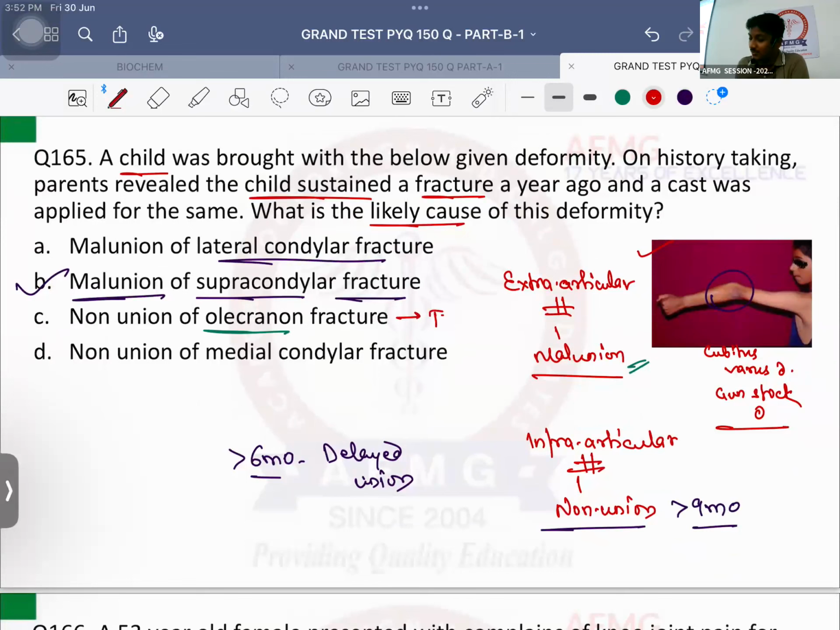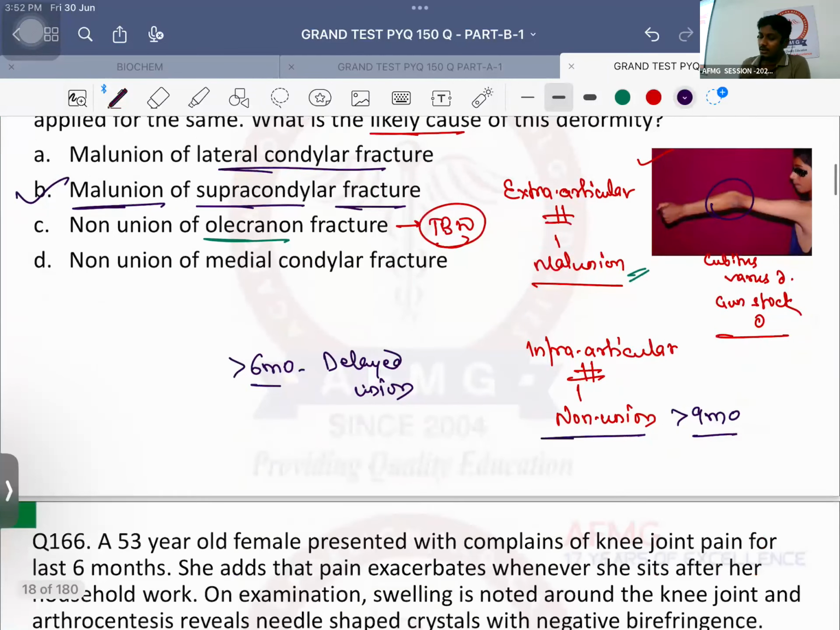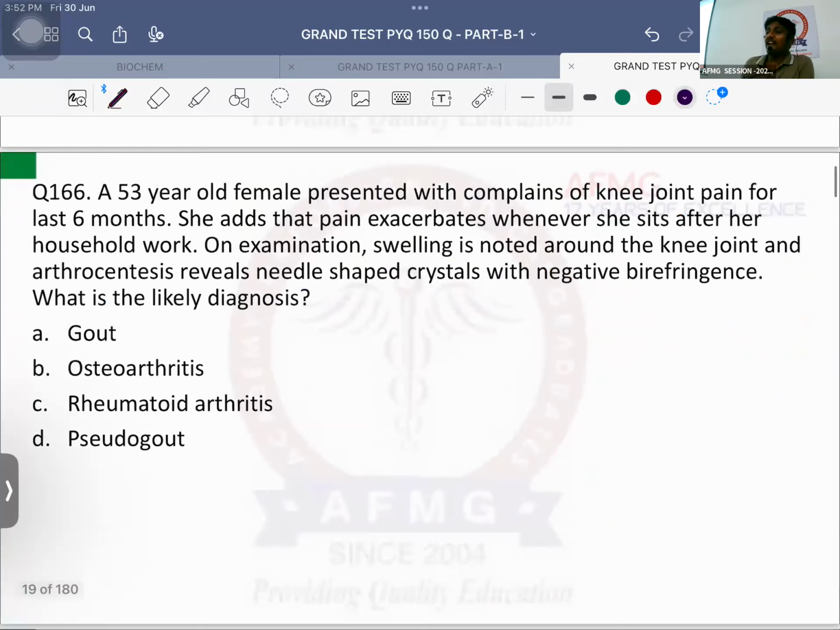Very good. Tension band wiring. Not only patella, you need to remember olecranon also. Okay? Olecranon fracture may be the treatment of choice, tension band wiring itself. NEET-PG ka previous year question reh chuka. No issues with this, anybody? That's important. Now, please tell me the fractures of necessity.